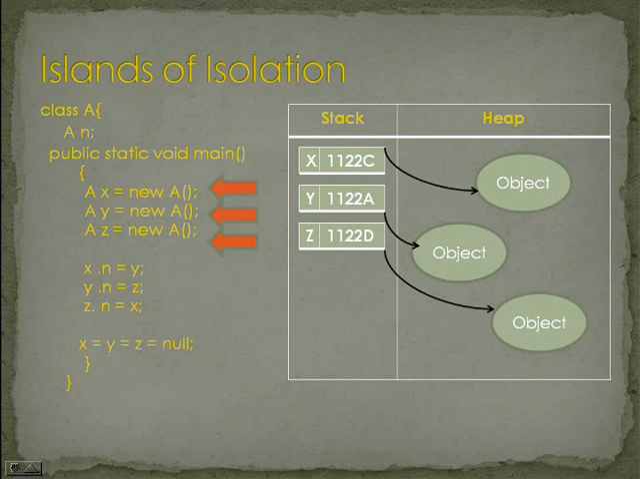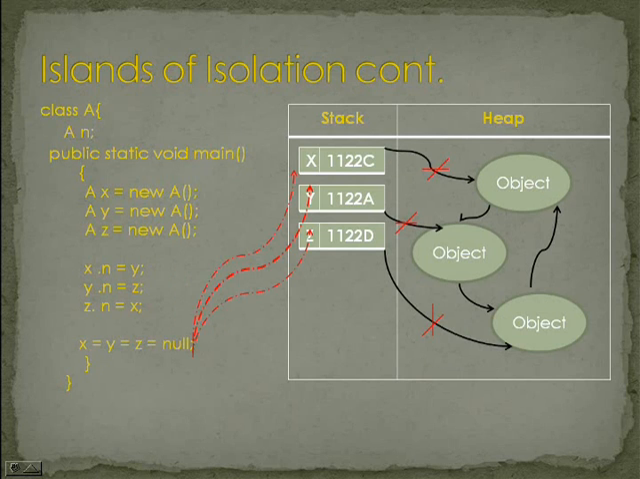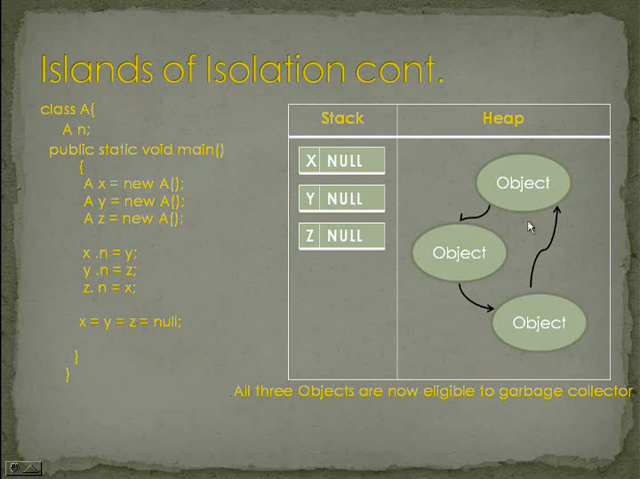The last point is islands of isolation. In this code, you can see there are three A-type objects called X, Y and Z. Each object consists of an A-type variable called N. After a certain point of time, these steps happen. That means every object references each other. At last, the X, Y, Z references are set to null. Therefore, all the references from the stack are deleted. So, all three objects are eligible for the garbage collector.